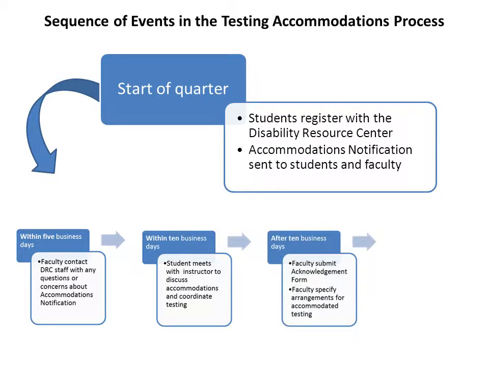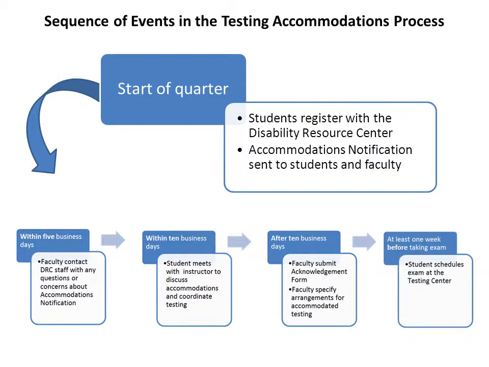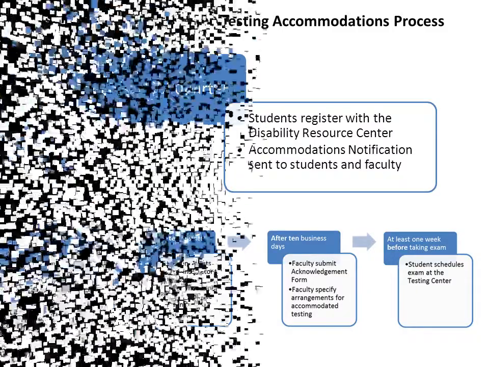After 10 business days of receiving the notification, faculty are expected to complete and submit the acknowledgement form. Faculty will receive 2 reminders via email, 14 and 28 days after the original notice. Faculty can ignore these reminders if they have already submitted the acknowledgement form. Then, the student schedules exam dates and times at least 1 week in advance of the exam date.